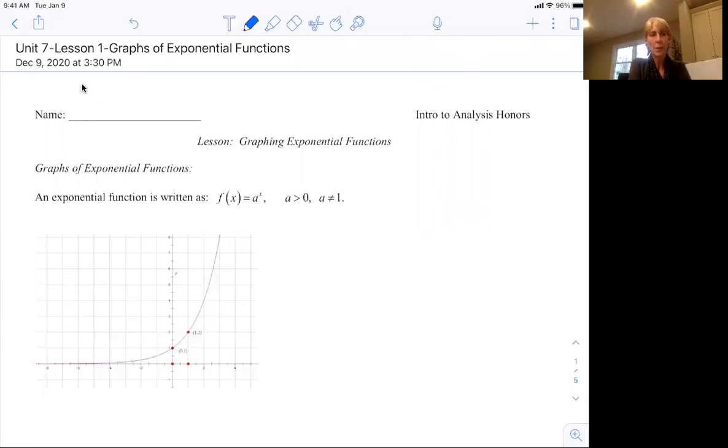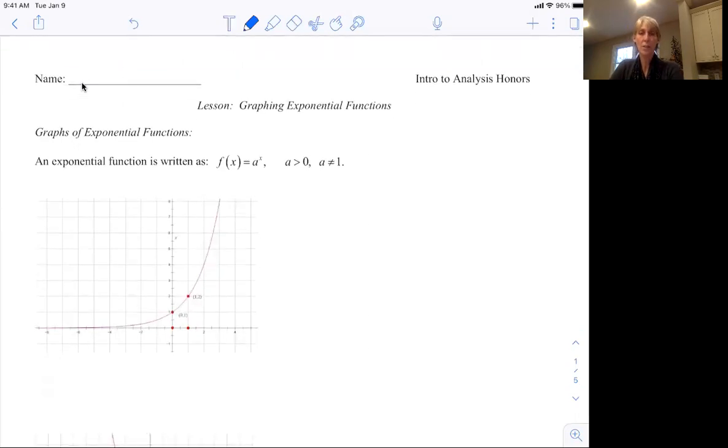Everyone. Today we're going to be starting Unit 7, Lesson 1. We're going to be talking about graphs of exponential functions. You have studied these in your previous classes, so we may move rather quickly.